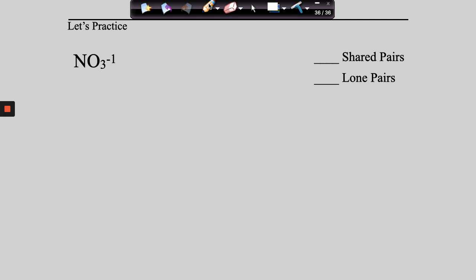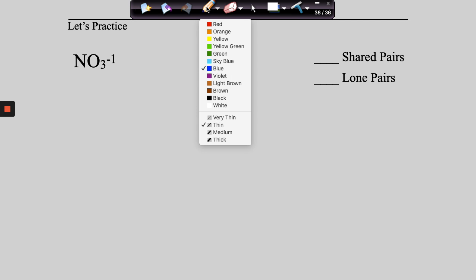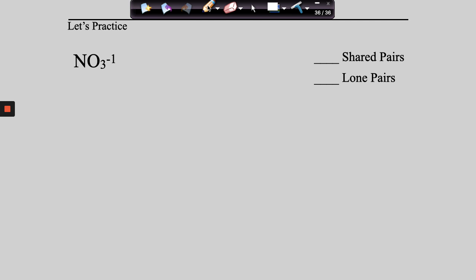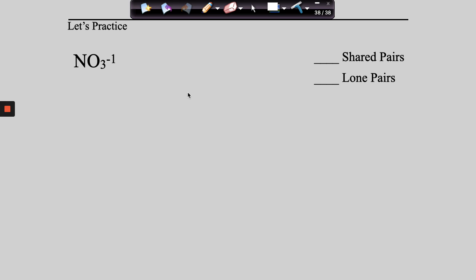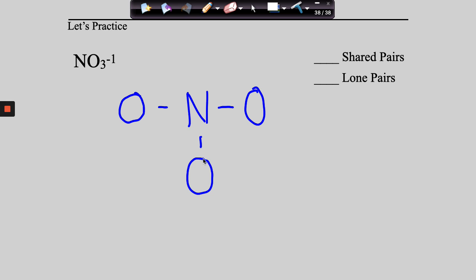First thing we've got to do is we've got to get these on the paper and we've got to spread them out and make them symmetrical. So to do that, we're going to put a nitrogen. I'm going to draw that a little bit higher just so it's a little higher on the board. We've got our nitrogen and we've got our 3 oxygens. Okay, so now we need to count valence electrons. We remember that nitrogen is 5. We remember that oxygen is 6 times 3 is 18.